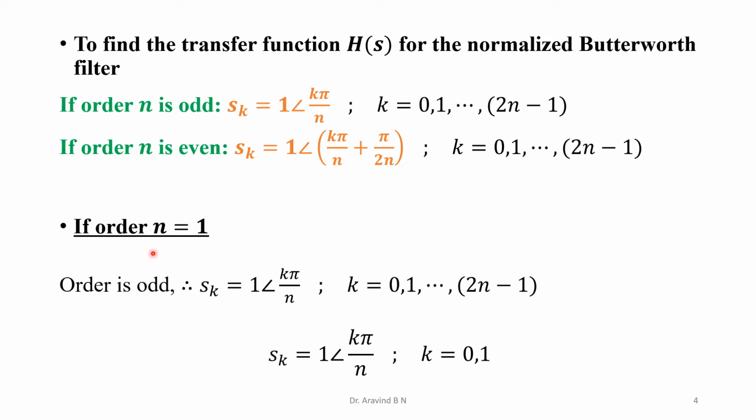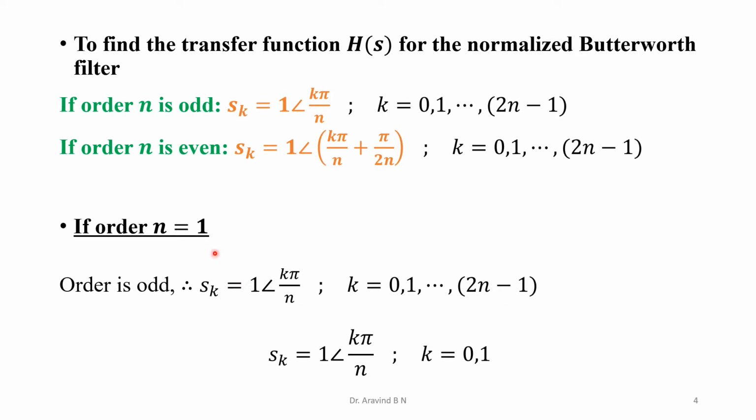So let us start with order n is equal to 1. So 1 is an odd value. Therefore, this formula is applicable for this particular calculation. Since order n is equal to 1, it's an odd value, we have the formula sk is equal to 1 at an angle of k pi by n for all the values of k running from 0 to 2n minus 1.